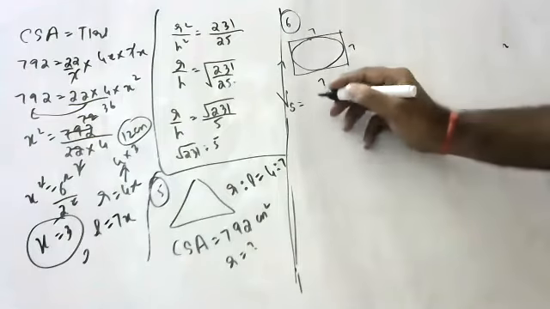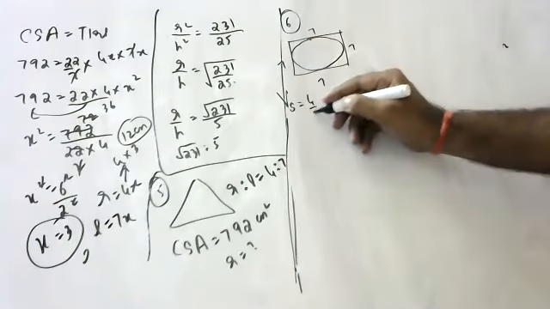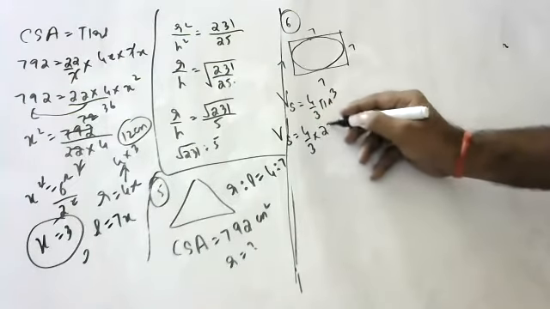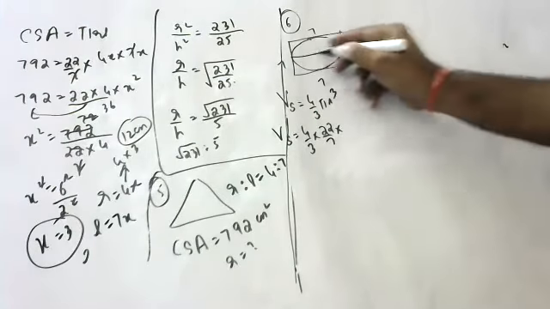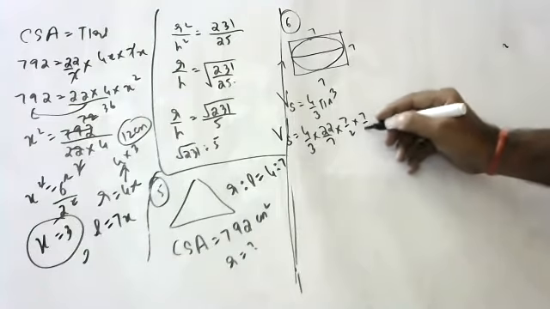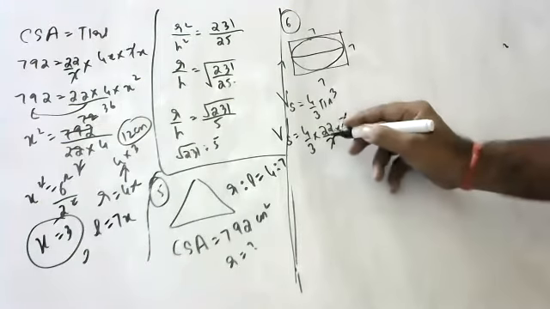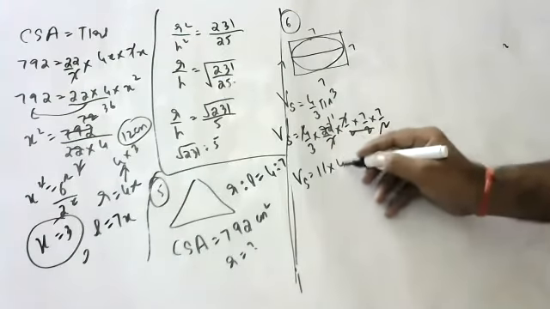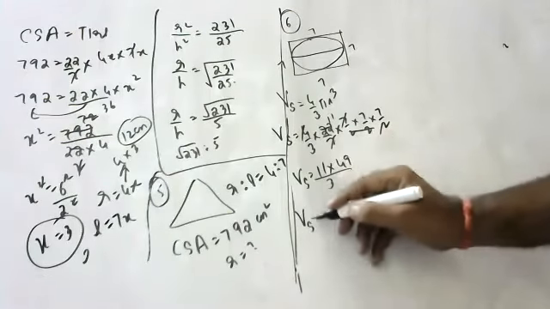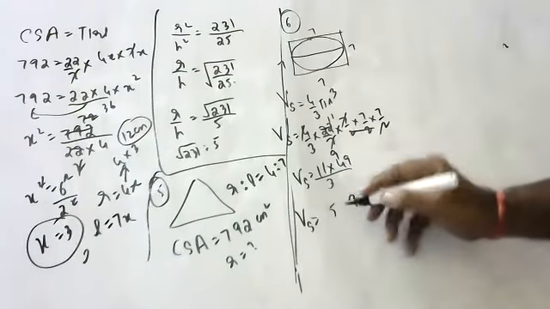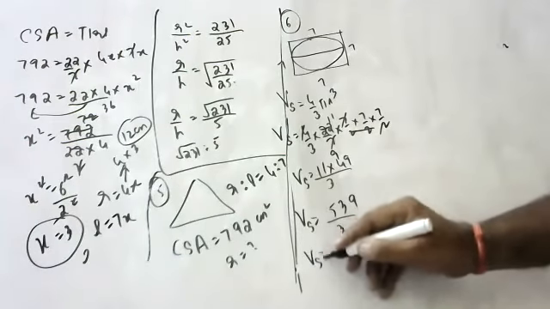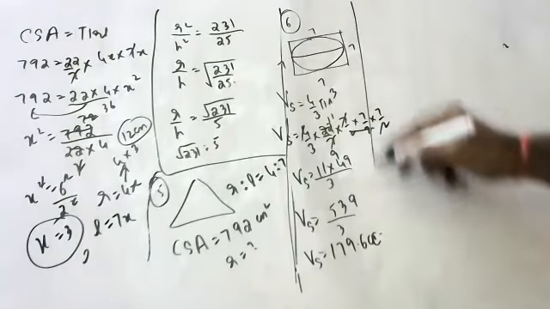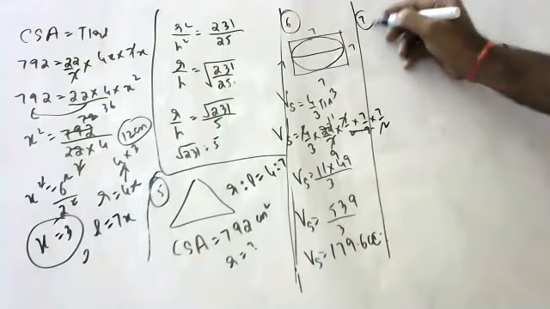Volume of sphere is equal to 4 by 3 pi r cube. R is equal to 7 by 2. So 4 by 3 into 22 by 7 into 7 by 2 into 7 by 2 into 7 by 2. The 7s cancel, so it is 539 by 3, which is 179.66. Okay. Next one.